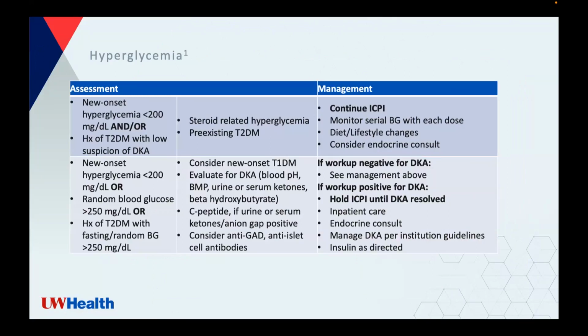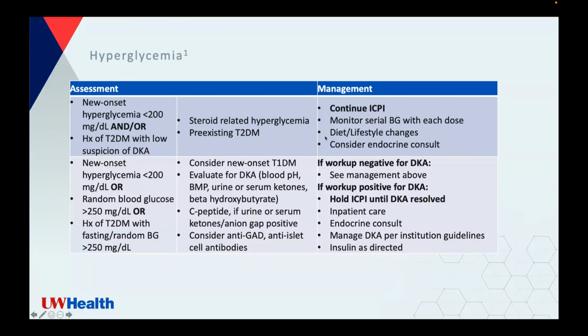So we're starting with the pancreas and hyperglycemia. Now, this can be difficult to nail down because there's so many different things that could potentially drive hyperglycemia. So we're really looking at it from the point of diabetic ketoacidosis. Does the patient have it or does the patient not have it? So patients with new onset hyperglycemia, or those with type 2 diabetes with low suspicion of DKA, or those with steroid-related hyperglycemia, we're continuing them on their therapy. We're monitoring their blood glucose, and we're approaching it from a diet and lifestyle change standpoint.